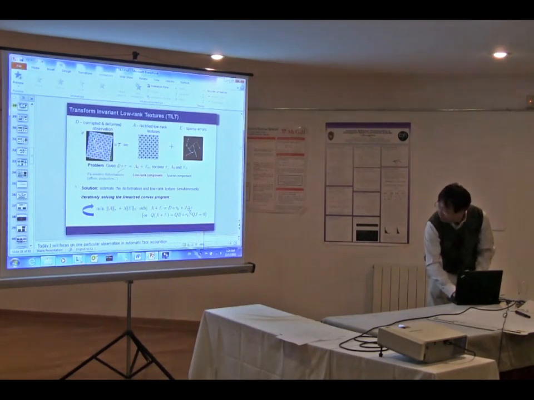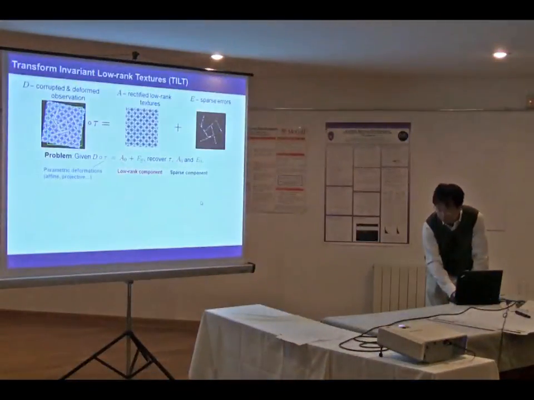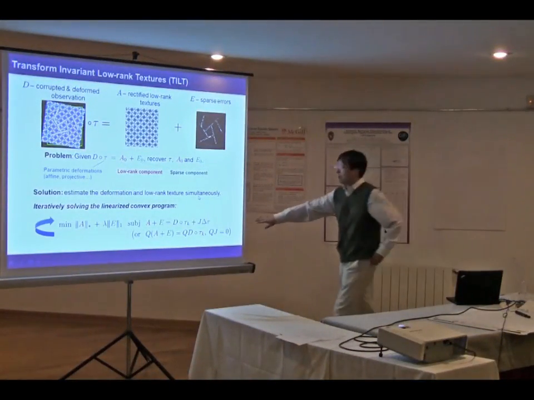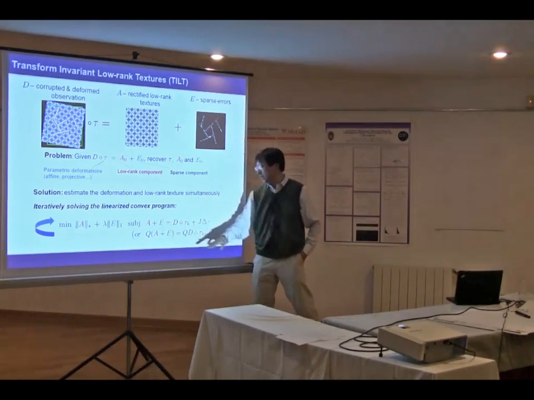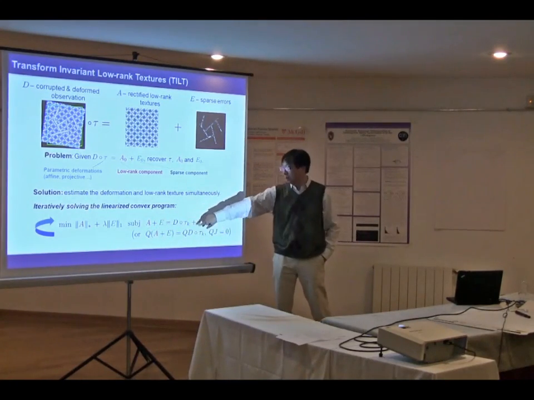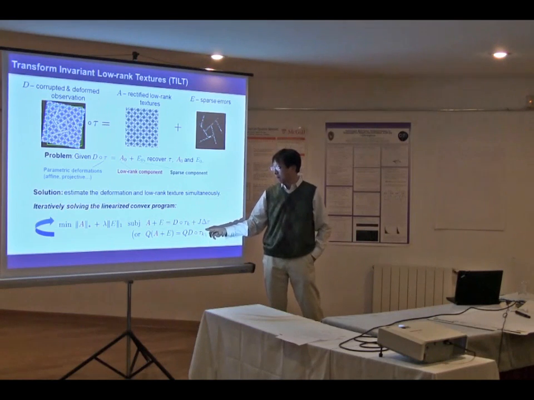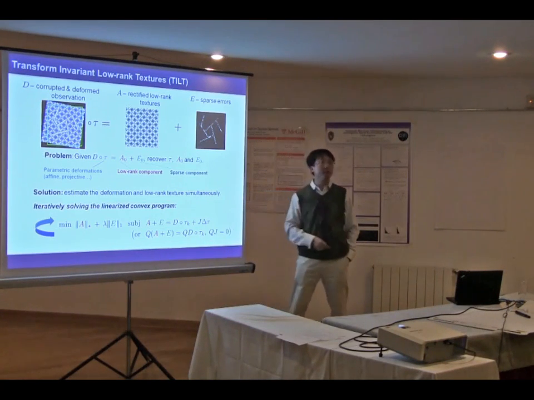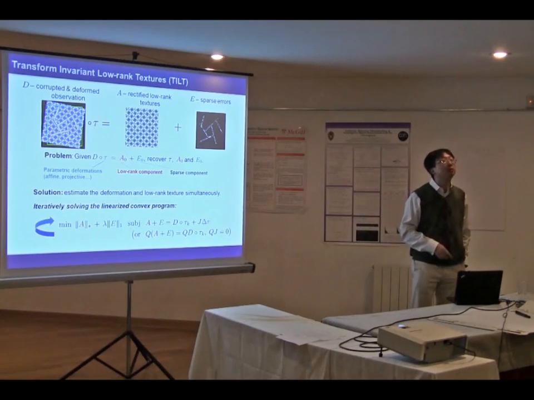Here, you say there's a delta tau. That's a linear term, right? So you can get it from solving this convex optimization. This convex problem gives you A, E, and delta tau updated. Then you update tau k plus delta tau. Just iterate.